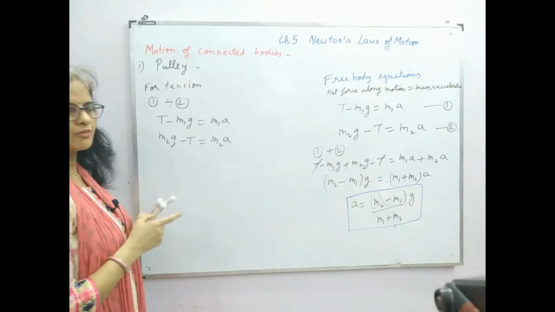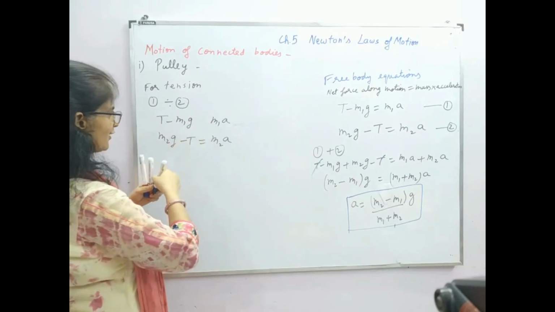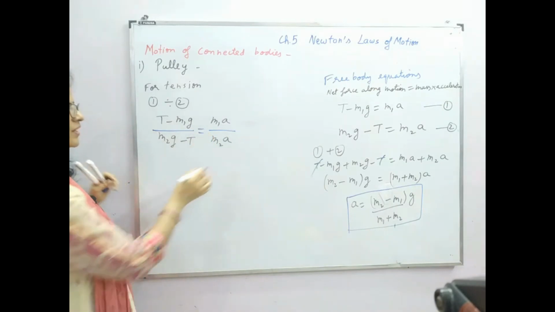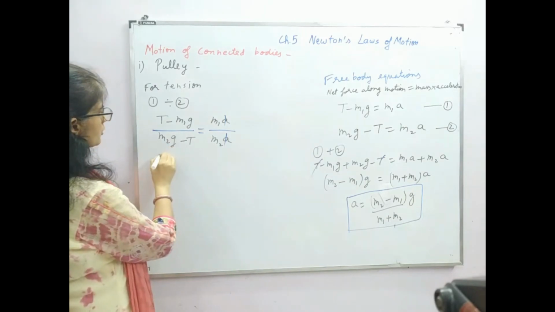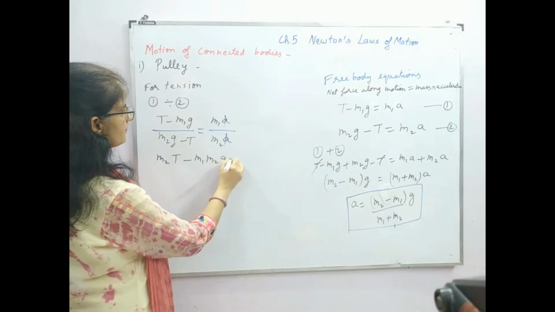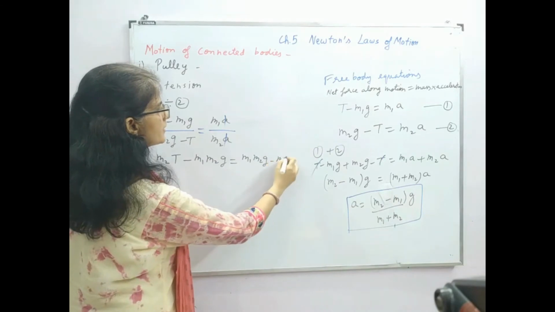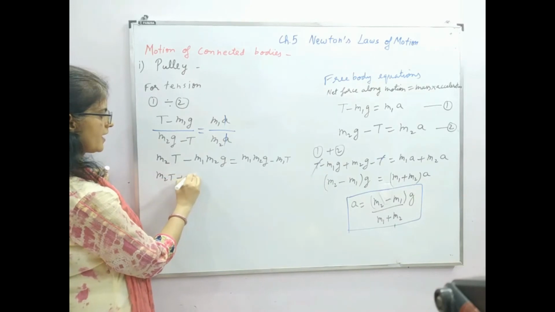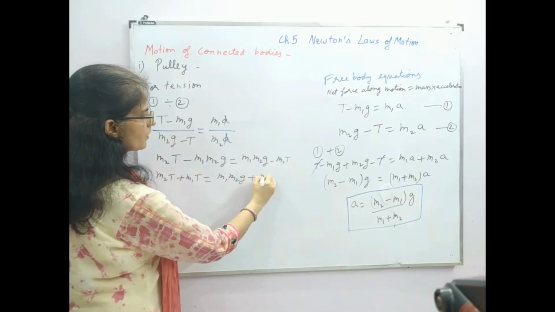Okay. So these are the two equations. Let's mark these. These are the two equations which we already know. We just have to divide that. So we have divided. This will be cancelled. Let's cross multiply now. So this will be m2 into T minus m1 m2g is equal to m1 m2g minus m1T. Let's shift it here. So this is m2T plus m1T is equal to m1 m2g, shift on right, plus m1 m2g.